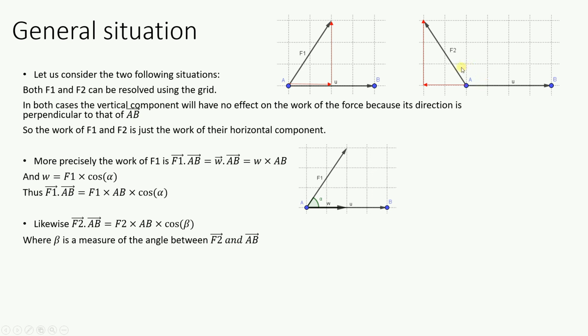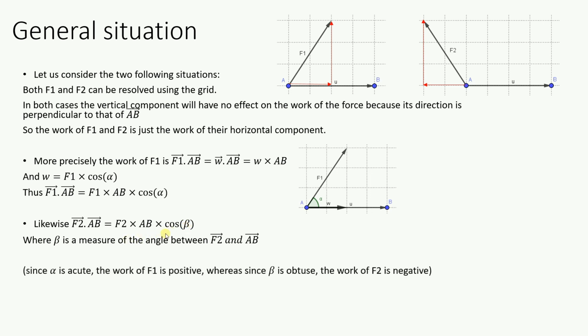Alright? So we said before that the scalar product F1 dot AB had to be positive. Well, it works because alpha is smaller than pi over 2. It's acute, so its cosine is positive. What happens for beta here is that beta is bigger than pi over 2, so its cosine is negative. So that is why here, even though we do not see a minus in that product, the result of the scalar product vector F2 times vector AB is negative because cosine beta is negative.